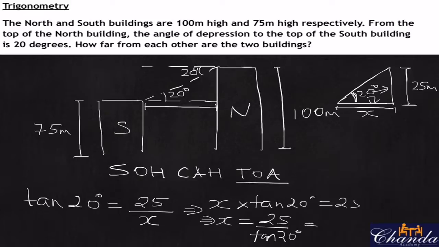Then, if I was to put this into the calculator, I get a value of 68.7 meters. So, how far from each other are the two buildings? The two buildings are 68.7 meters apart from each other. Fantastic. Let's move to the next question.